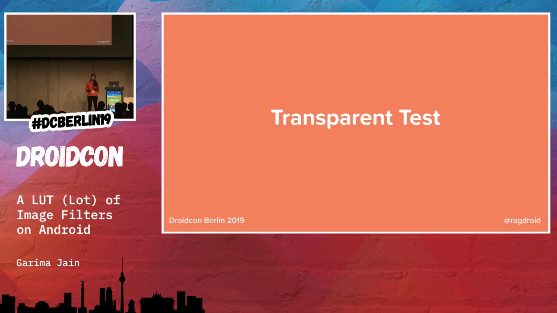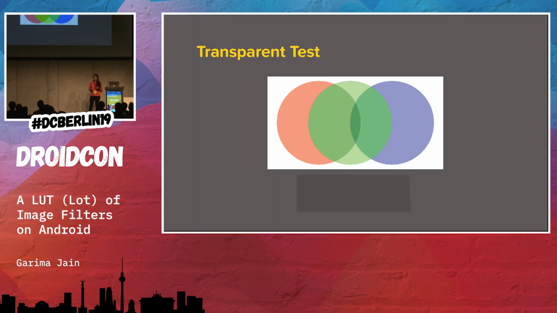Let's put it through the transparent test. And it turns out it failed again. But why this time? We have taken the input alpha that we had, and we are using that. Why is this not working?